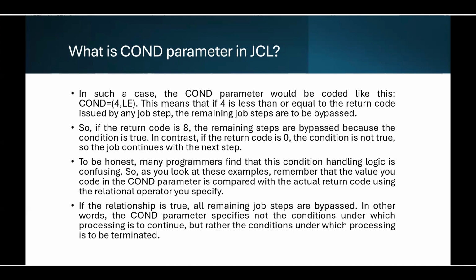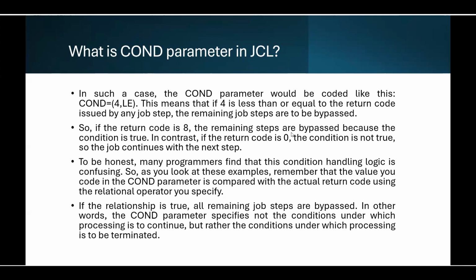For example, if the return code is 8, the remaining steps are bypassed because the condition is true. In contrast, if the return code is 0, the condition is not true, so the job continues with the next step. Here, whenever you are getting 0, that means 4 is less than 0, which is not a true condition. That's why your job will execute and continue with the next step. Whenever you get the return code as 8, 4 is less than 8. That means yes, your condition is true, and you need to stop the execution of that job. So this is how you need to check your condition.